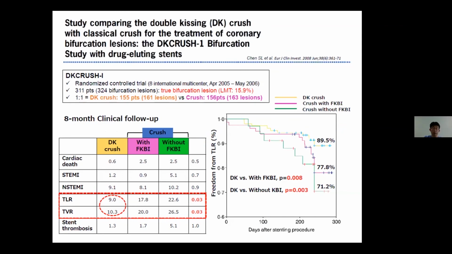Some papers tell us good results for DK crush stenting. This is a bifurcation lesion study, including LMT lesions. As you can see, this is crush with final kissing balloon technique, and this is crush without final kissing balloon technique. This paper compared the 3 groups, and the first endpoint is freedom from TLR. As you can see, the DK crush technique is better compared to the other techniques, DK crush with final kissing and without kissing.